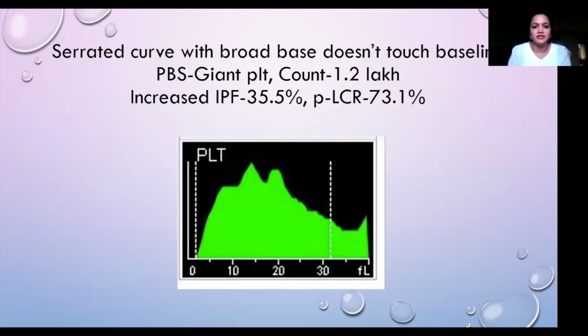This was the other pattern that we saw in giant platelets, where there was a serrated curve. This did not touch the baseline. Peripheral smear showed giant platelets, and the count was 1.2 lakhs. Here the other additional indicators provided by the analyzer were an increased immature platelet fraction of 35% and a platelet large cell ratio of 73%, though these two indicators were not consistently seen in all cases wherever there were giant platelets.